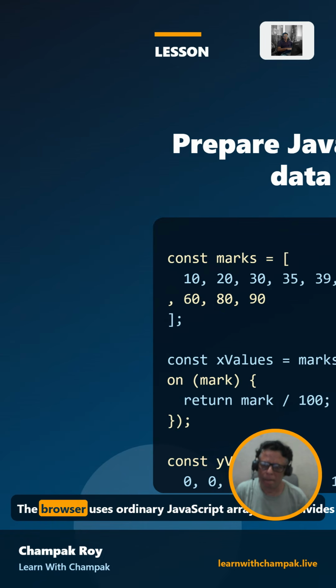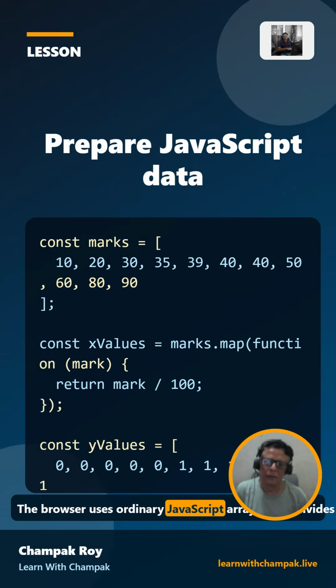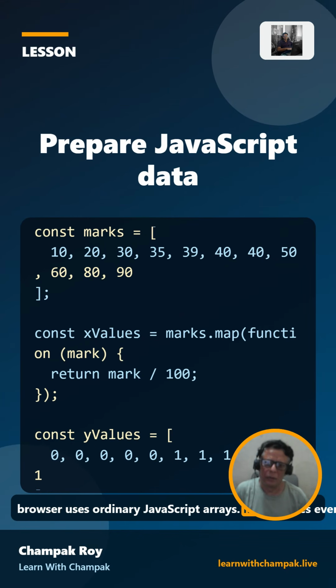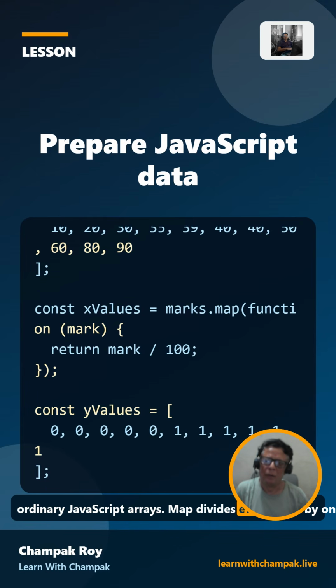The browser uses ordinary JavaScript arrays. Map divides every mark by 100 and returns the normalized X values. We use the same fail and pass labels as before.